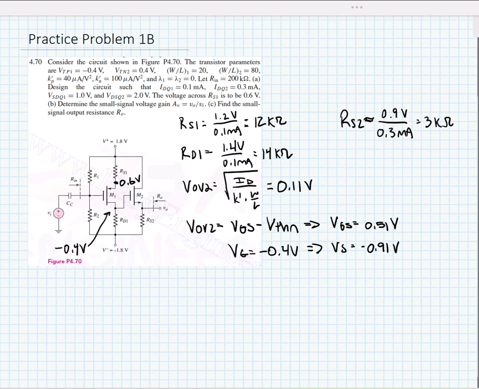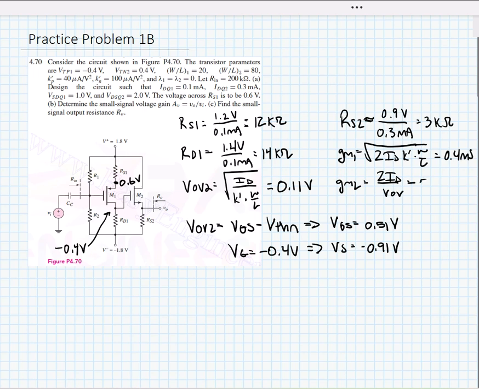We need to find the GM values for the transistors quickly. GM of the first stage is equal to the square root of 2 ID times K prime times W over L. This is 0.4 millisiemens. GM2 is equal to 2ID over VOV. This is equal to 5.4 millisiemens.